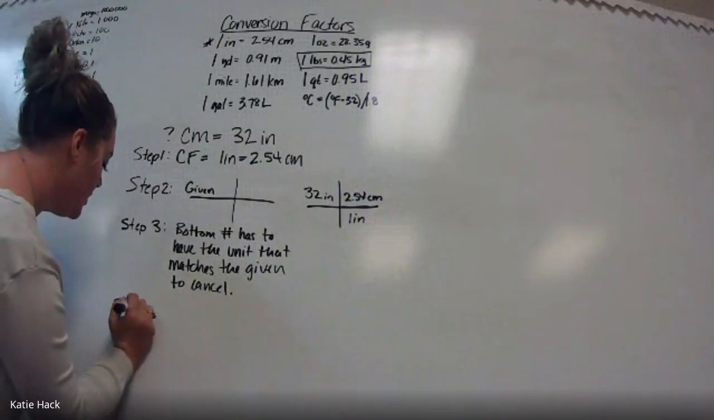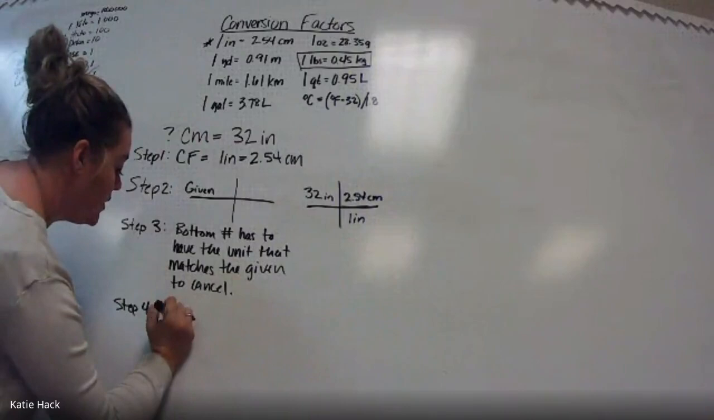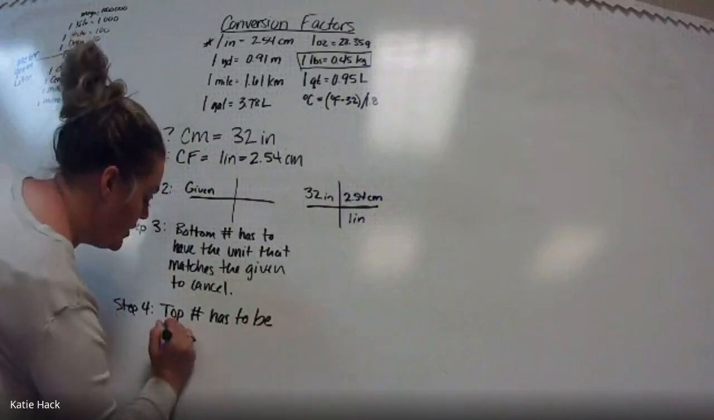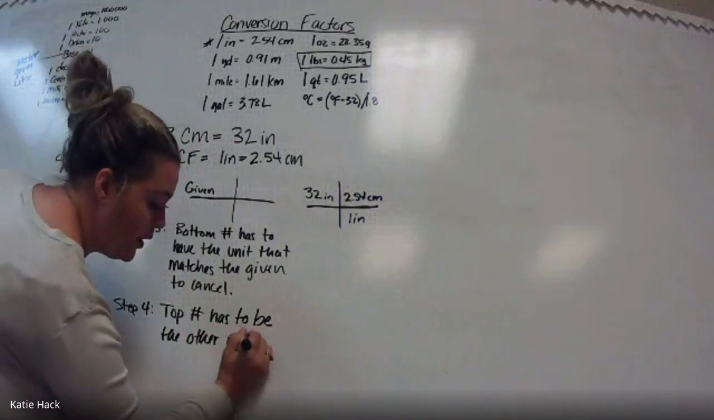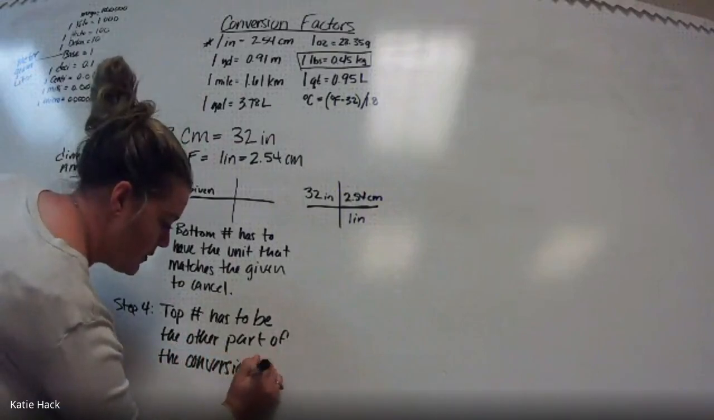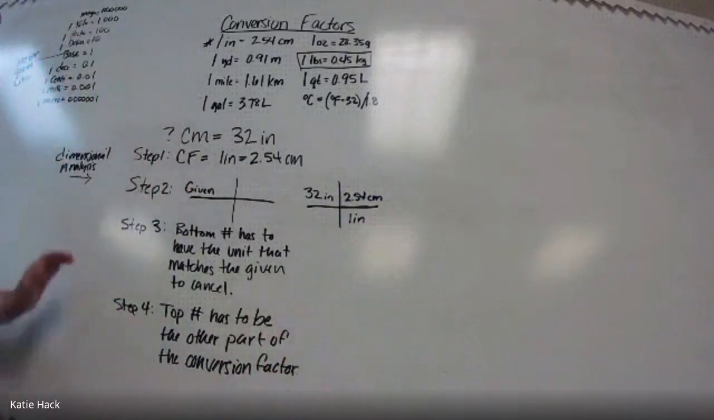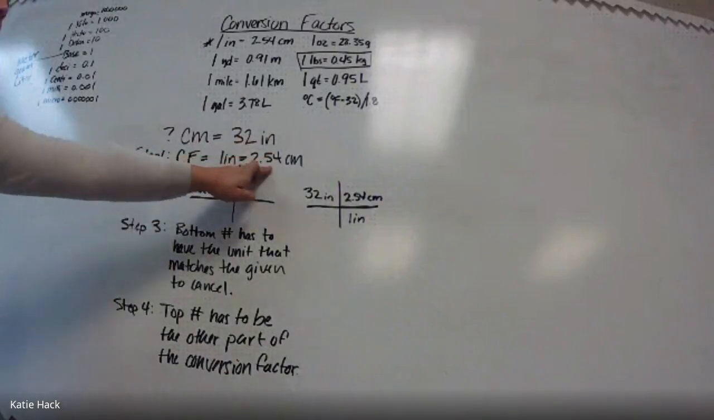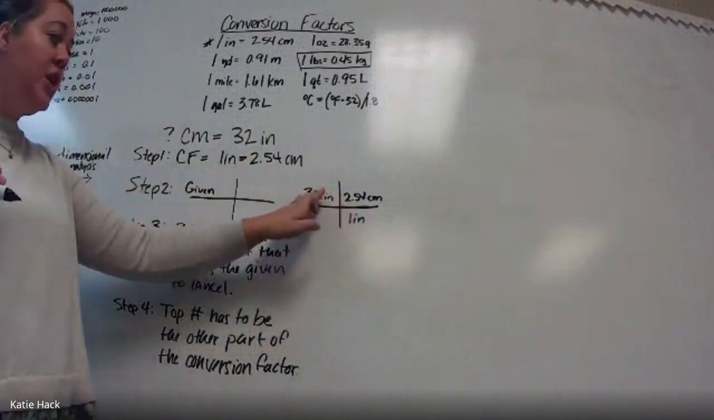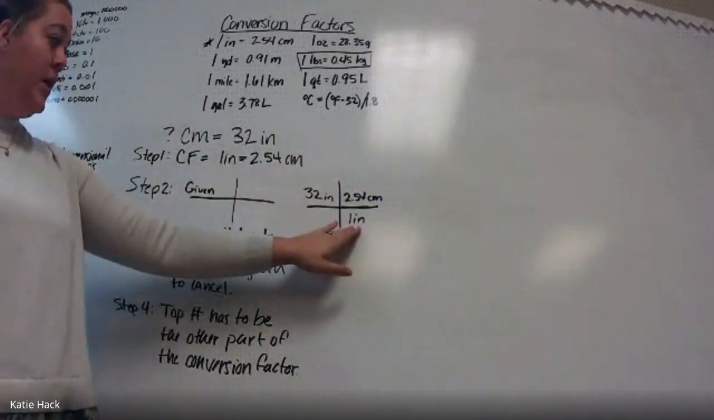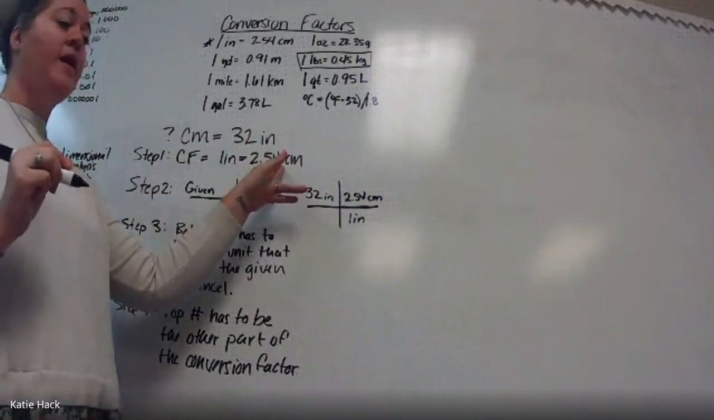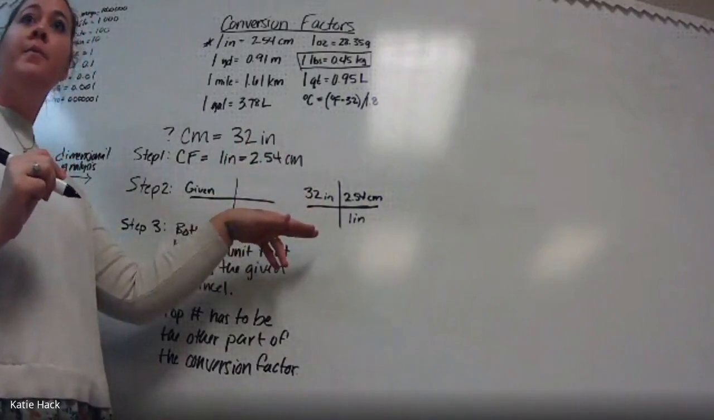So step 4, the top number has to be the other part of the conversion factor. Okay, so our conversion factor said 1 inch equals 2.54 centimeters. So first we wrote down our given, and then we put the matching unit in the bottom, which in this case was 1. And then the top number has to be the other part of the conversion factor. So that's going to be your 2.54 centimeters. Does that make more sense? Getting there? Yeah.